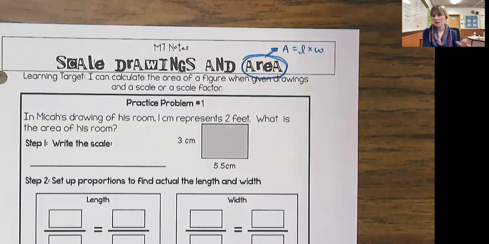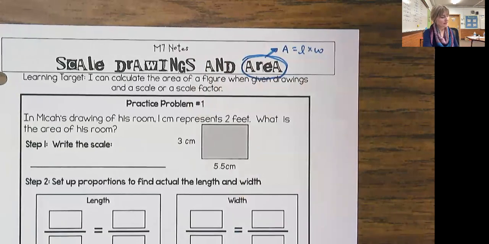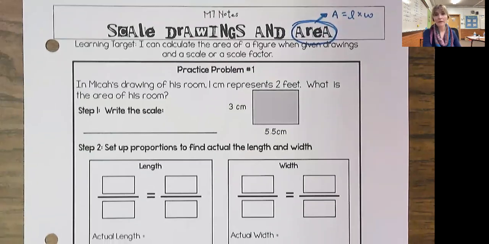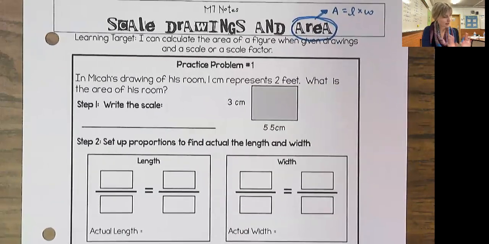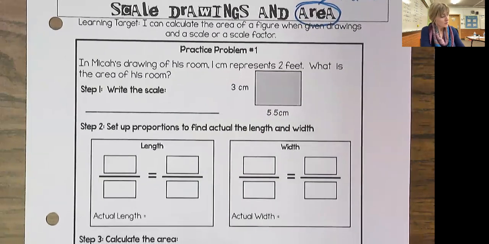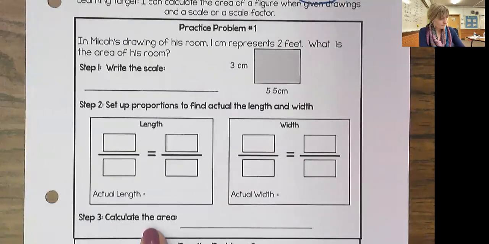Area is length times width. That's again something you've done all through elementary. That's the only type you're going to have to worry about here. As we move further into geometry, you're going to get much better at areas, but not yet. One thing at a time. So let's just look at practice problem number 1.